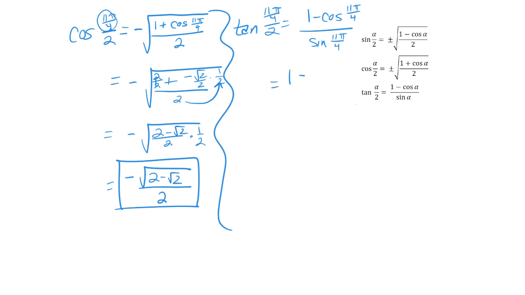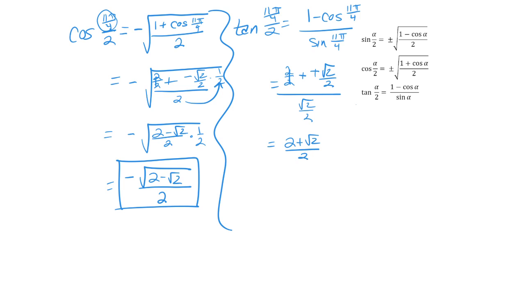So I got 1 minus, and remember 11 pi over 4 is just coterminal with 3 pi over 4. So the cosine at 3 pi over 4 is a negative root 2 over 2. But the sine at 11 pi over 4 would be a positive root 2 over 2. All right, let's change this to 2 over 2, change this to plus plus. I'm left with a 2 plus root 2 over 2.